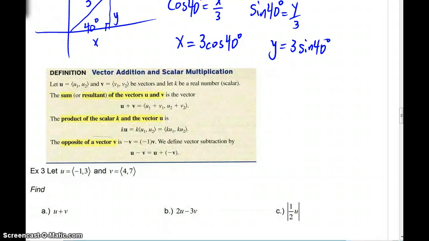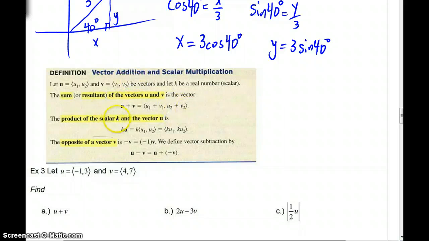You can add 2 vectors together. Getting vectors into components is delightful because adding a vector u and v just means adding their x components together, adding their y components, and writing them in component form. In other words, add these x components, u1 plus v1, that's your new x component. Add u2 plus v2, that's your new y component.